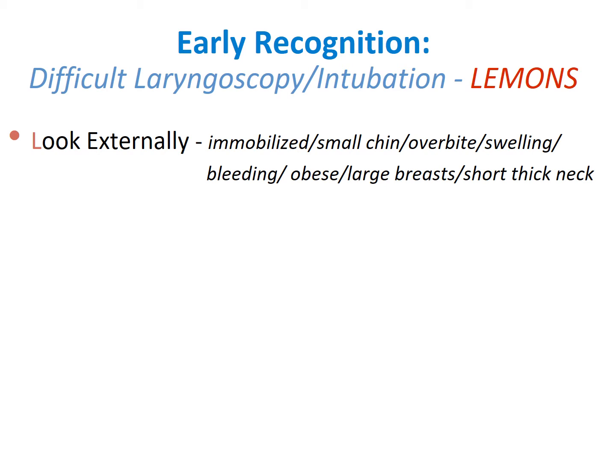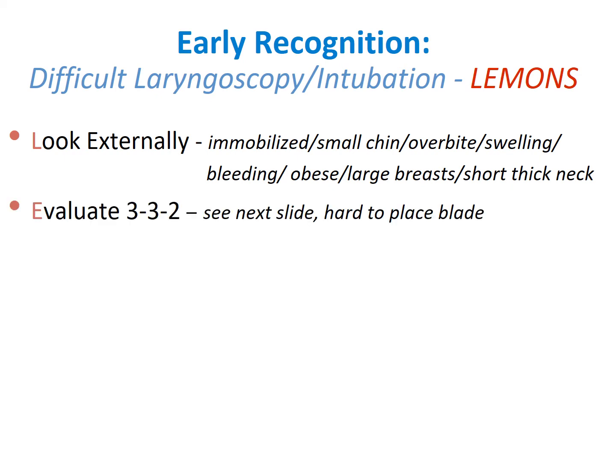Are they obese? It's going to make it tough for you to visualize anything. Do they have large breasts? They're going to flop and be in your way when you're trying to put the blade in. That's why we have that short, stubby handle. They have a short, thick neck. Also very difficult for you to get around that with a standard blade. Well, we also use this evaluate 332.